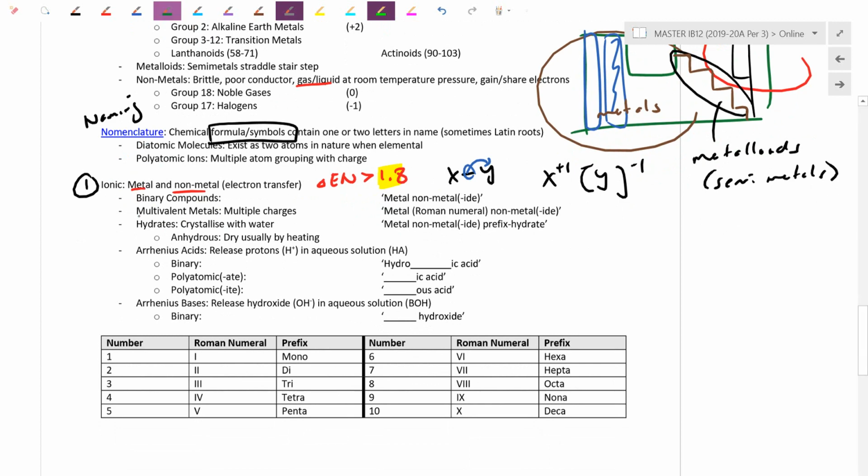When we have multivalent metals, these are typically going to be your transition metals. Transition metals can have multiple charges. So what we're going to do is add the Roman numeral. Whatever charge, let's say iron is using its 2, this is going to be FeO, iron(II) oxide, or Fe plus 3.